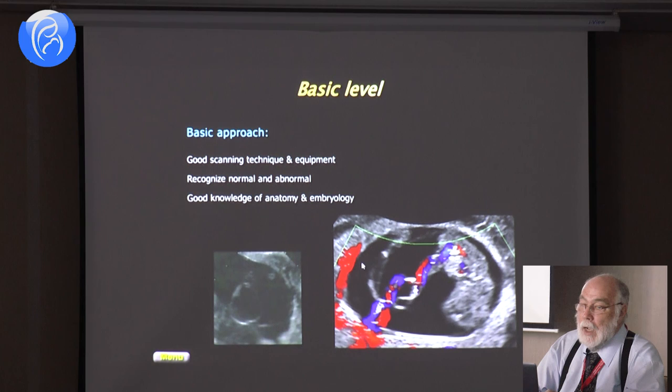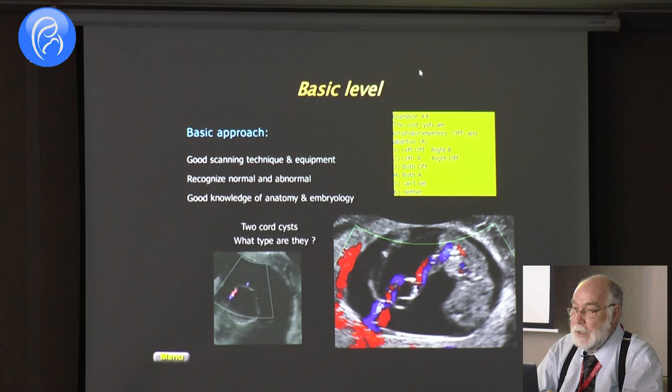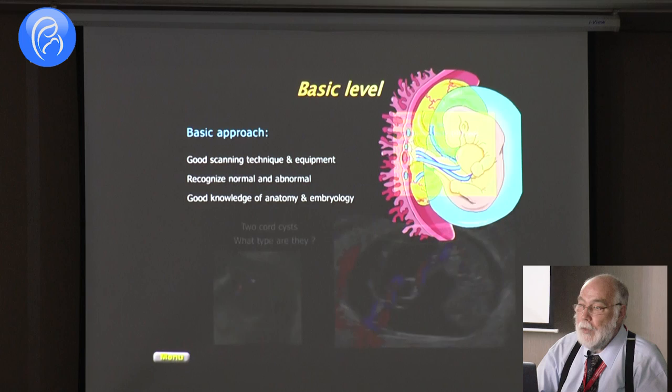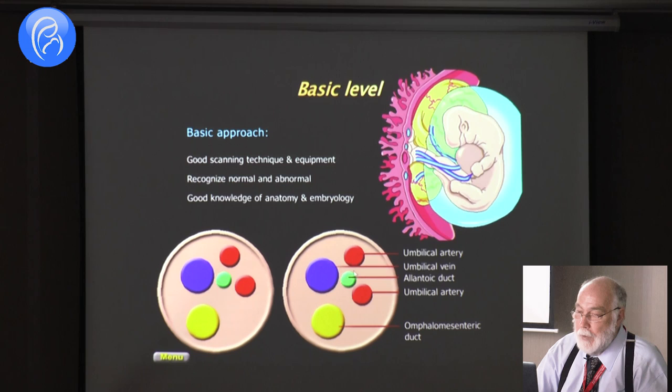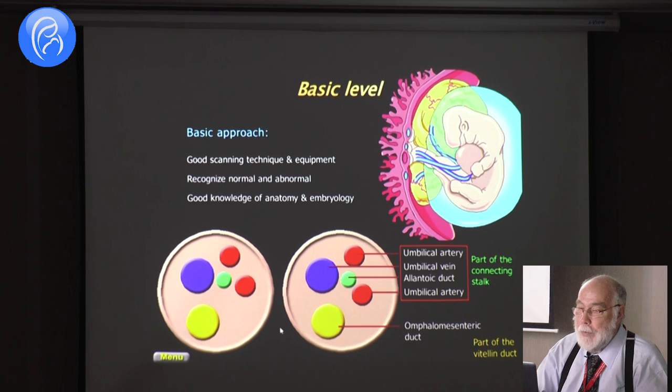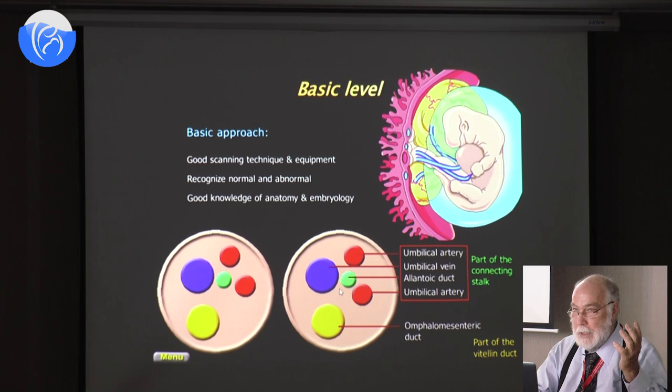Two umbilical cord cysts. Which one is the umbilomesenteric cyst and which one is the enteric cyst? How do you know? Well, go back to embryology. This is a 6-week embryo. You can see the connecting stalk. In the connecting stalk, we have the umbilical vein. We have also the allantoic duct. The allantoic duct is the roof of the bladder going towards the trophoblast. And then opposed to that, coming from the outside, we have the vitelline duct that connects the yolk sac into the embryo. So now when you have this schematic in mind, it's very easy.